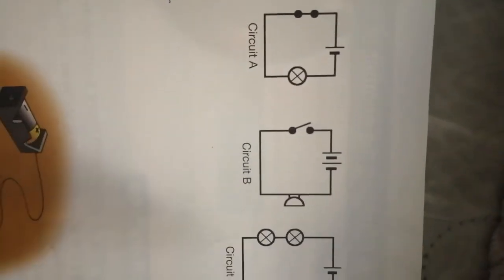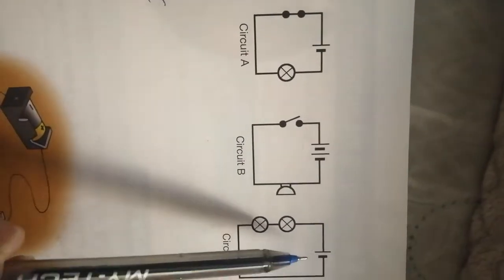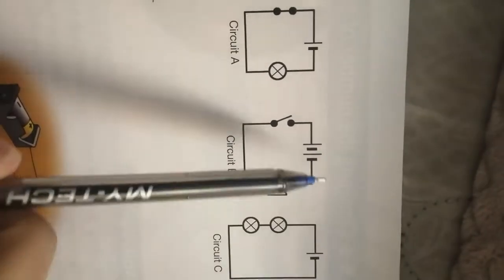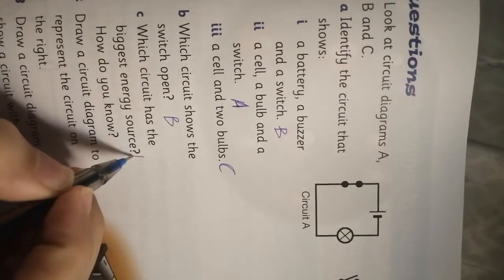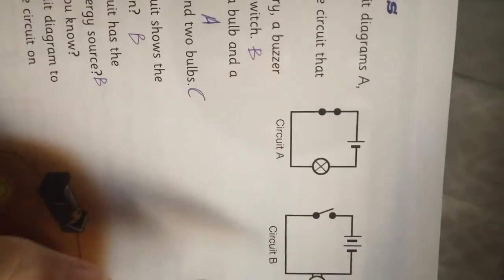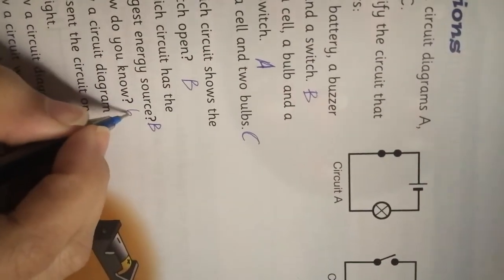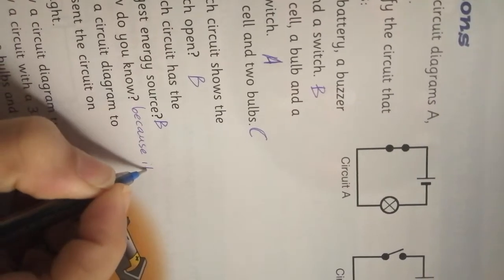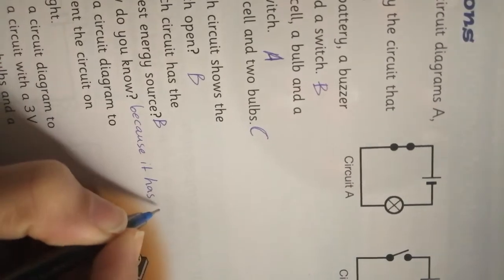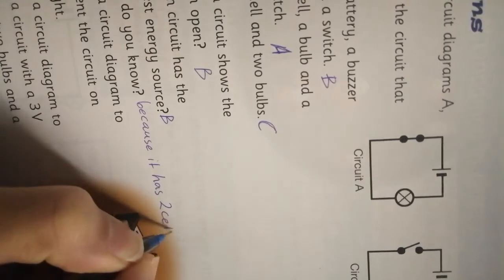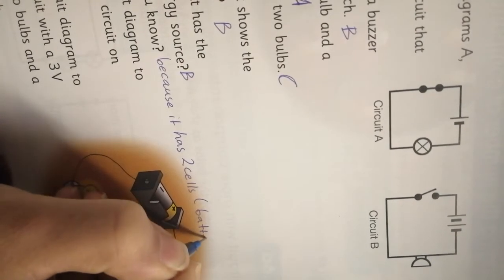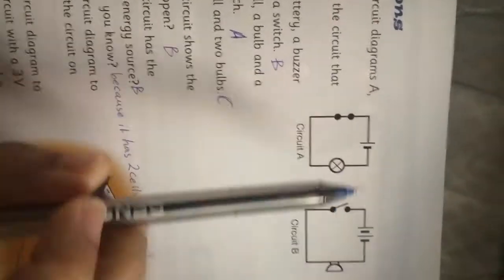So we go back here. Which one of them has the most energy? This has one cell, this has two cells, and this one has one cell. So which one? Also B. How do you know? Because it has two cells, or you can write battery, while the others have only one cell.